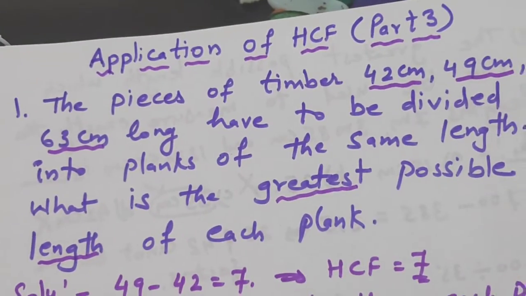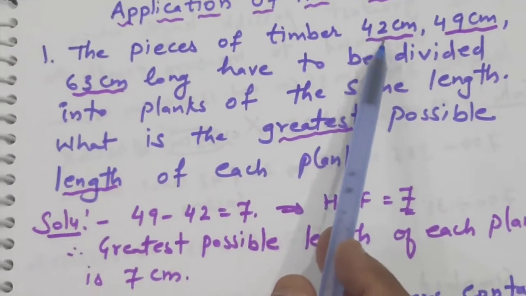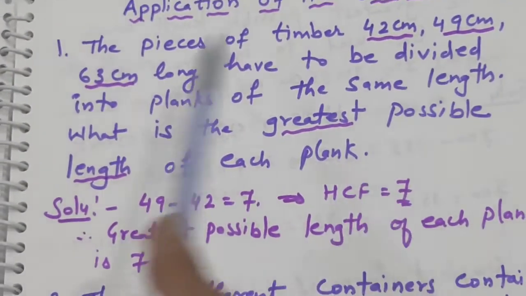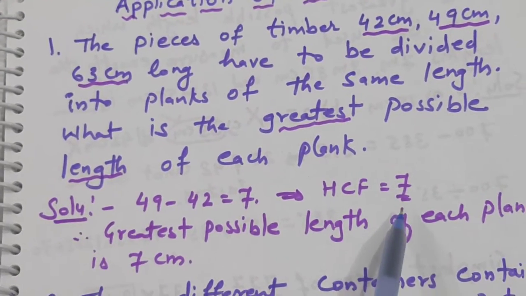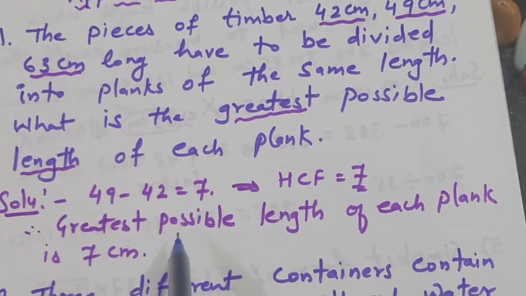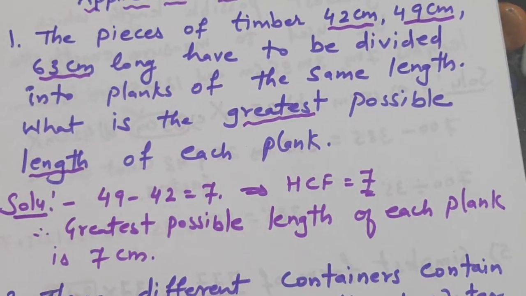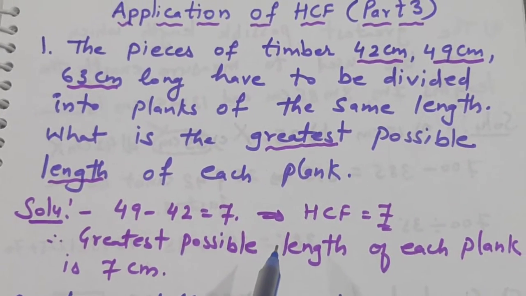Find the difference. 49 minus 42, 7. Now check, yes, 42 comes in the table of 7, 49 also, 63 also. So HCF is 7. That's why my answer has come. Greatest possible length of each plank is 7 centimeter. Do you find it easy?